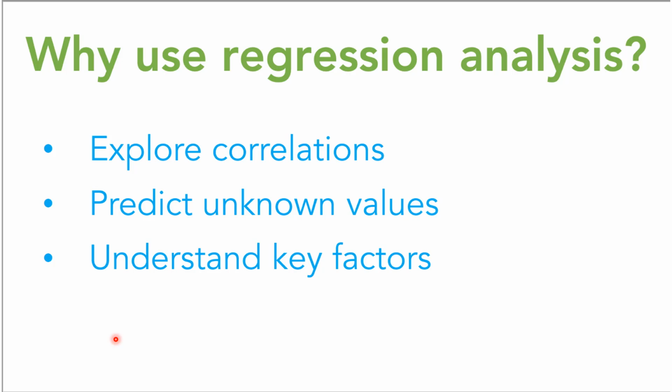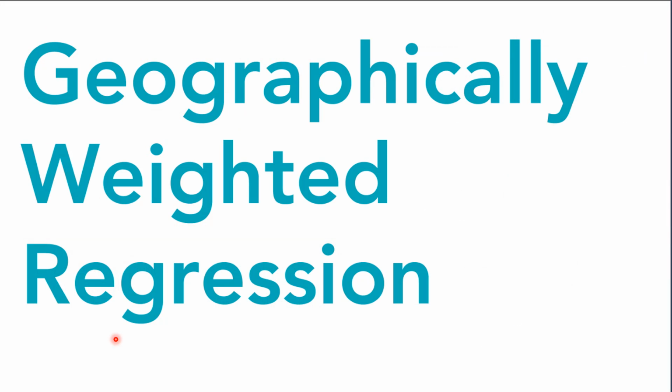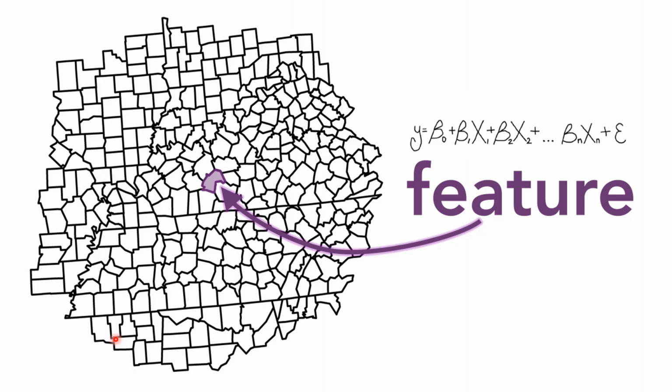Okay? Most of you know that the reason that we use regression analysis is because we want to explore correlations, we want to predict values, and we want to understand key factors. In the case of health, we want to understand what are those main social determinants of health outcomes so we can better treat, we can better take care of the community we are serving. Now, there are different methods in our platform to do regression analysis. We have a very powerful tool called the geographically weighted regression tool. And this is really important for you because with this tool, we really are taking advantage of geography.